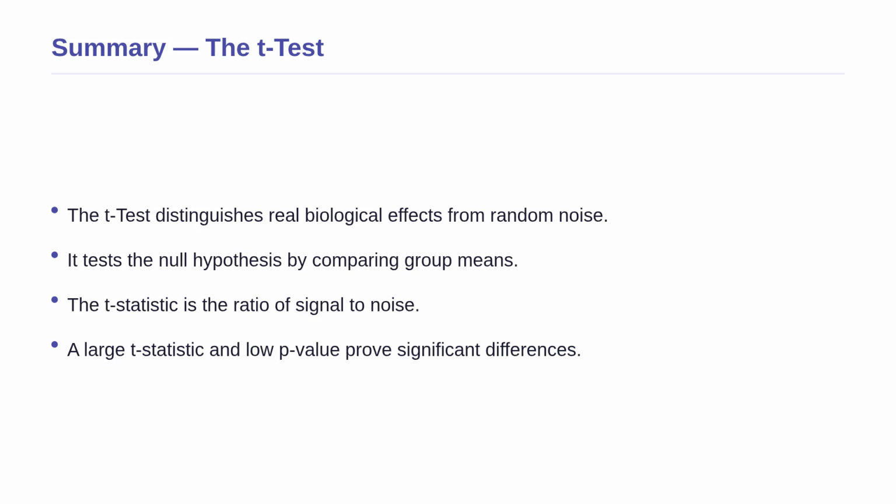We have covered a lot of ground today, so let us summarize our key takeaways. First, remember that the t-test is your primary tool for distinguishing real biological effects from random background noise. Second, it works by testing the null hypothesis, evaluating whether the difference between two independent group means is statistically significant. Third, the formula elegantly calculates the t-statistic as a simple ratio of your signal to your noise.